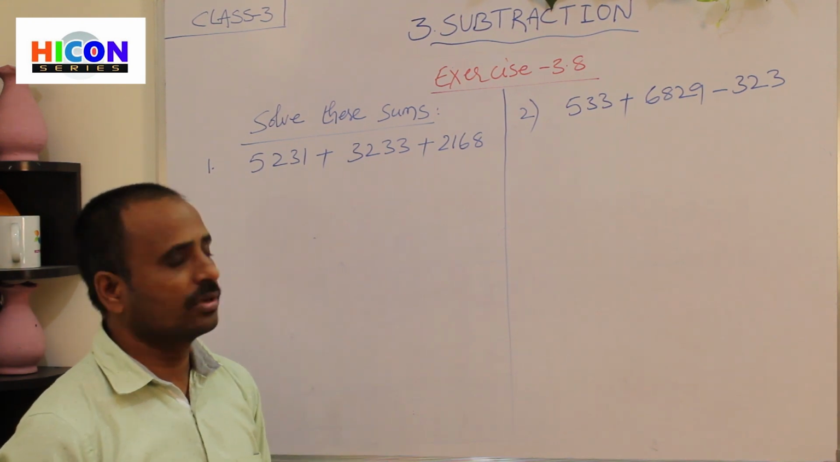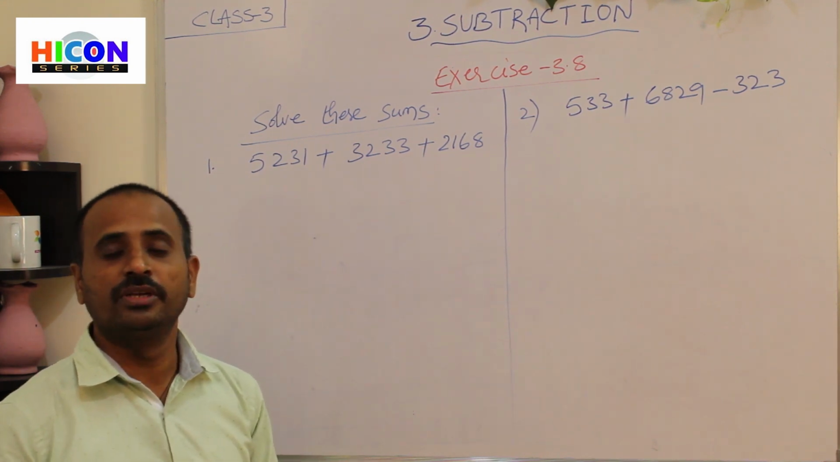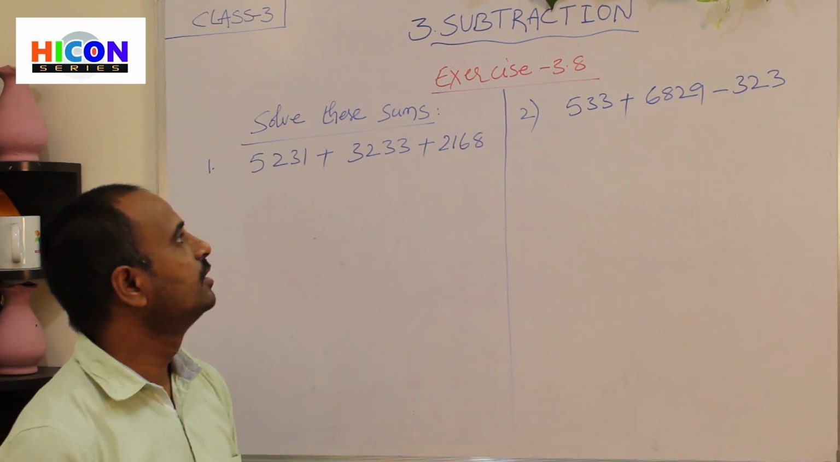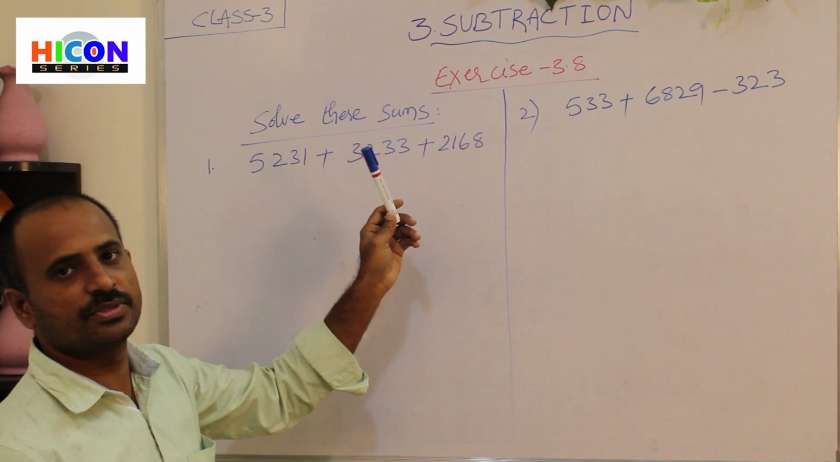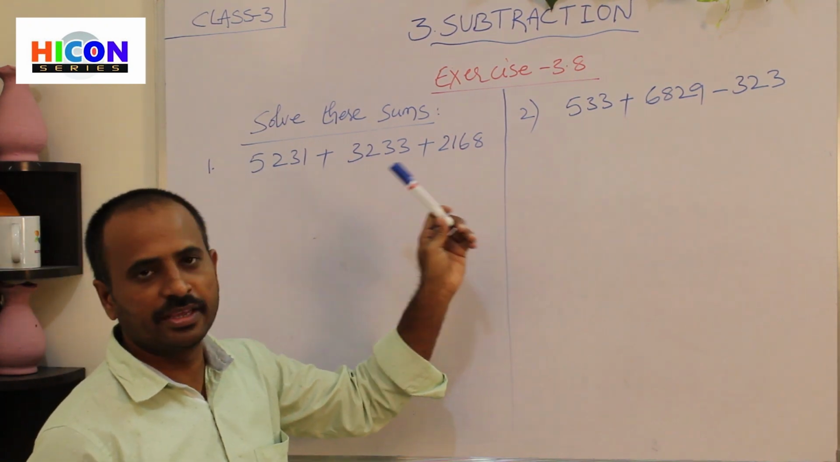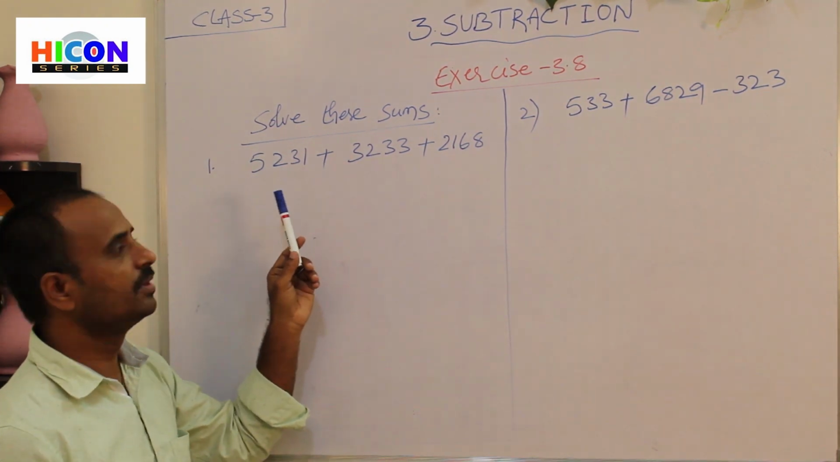So now practice some problems on both addition and subtraction exercise part. So go to exercise 3.8. Solve these sums. There are two sums given here. So see the first sum.